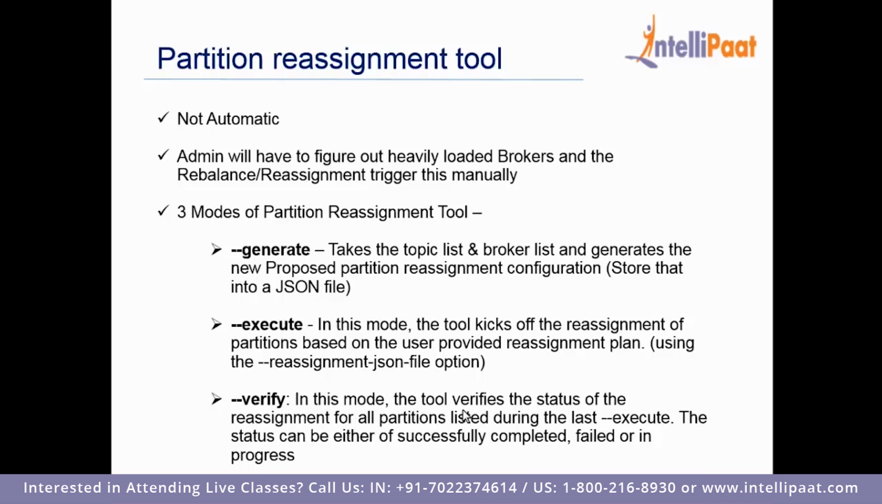Generate will take some inputs like what is the topic name and where do you want to move them. It will take the topic names and the broker list where we want to move those topics. After that, it will generate a result that this is your proposed result, that this is what you want. If we are satisfied with that, we can simply copy that into a JSON file and then run the next mode, that is execute mode. This is the important mode that will actually move your topic from one broker to another broker.